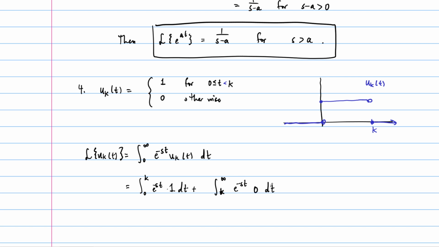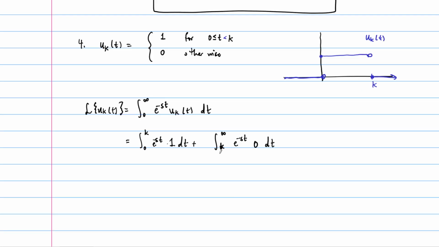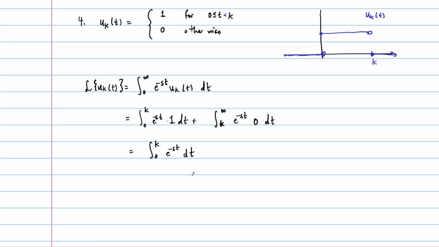Now we don't even need to worry about the limit definition of the improper integral because the integrand is 0, right? And if the integrand is always 0, then this integral is going to be 0. And so all we have to compute is this definite integral from 0 to k of e to the minus st dt. And we know exactly how to do this, right? So this one's negative 1 over s, t goes from 0 to k.